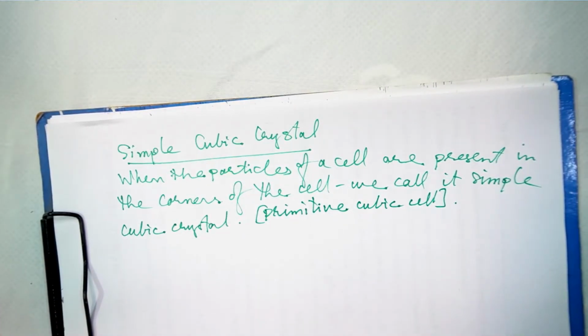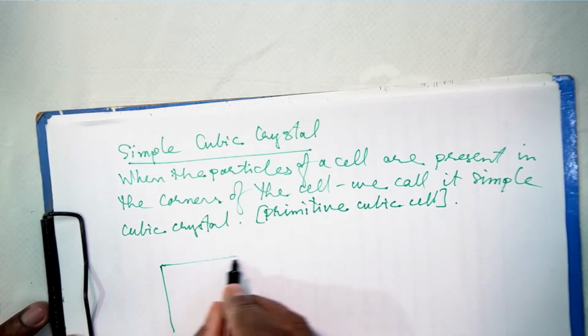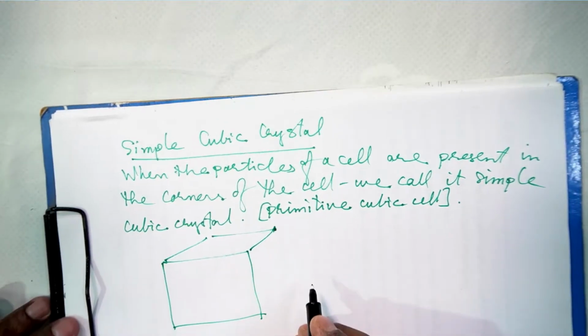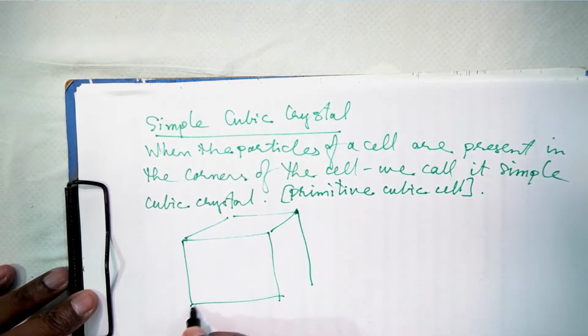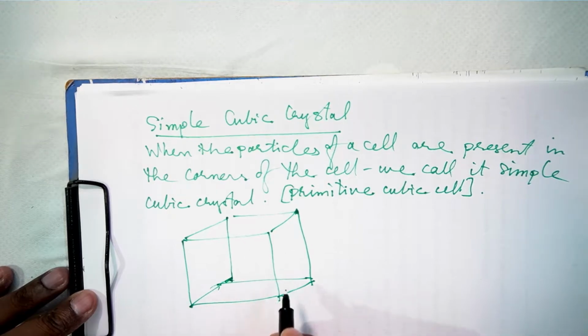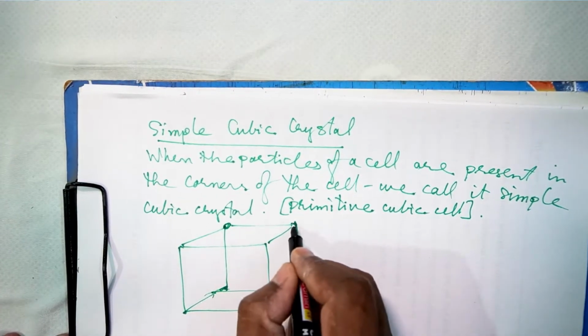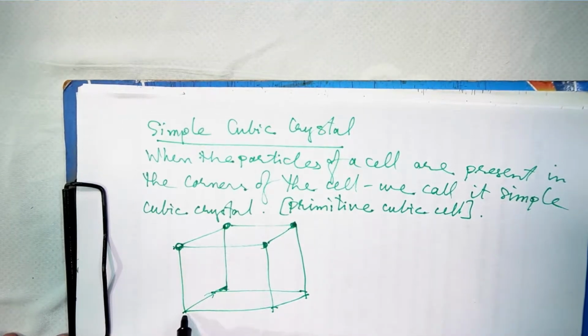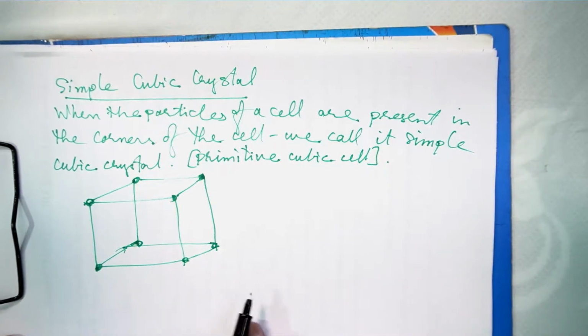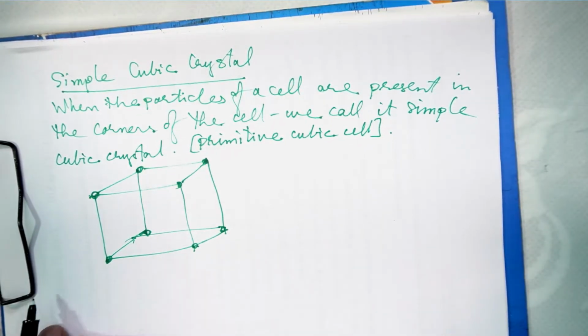Okay. Now, as I said, all the corners of the cube are occupied by the cells. On each corner there is a cell. So how many corners? There are 8 corners. On 8 corners there is one atom, one cell. So such a cubic cell is known as a simple cubic cell. Now let us see how many atoms per unit cell there are.